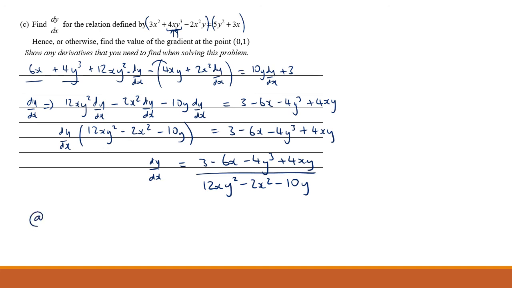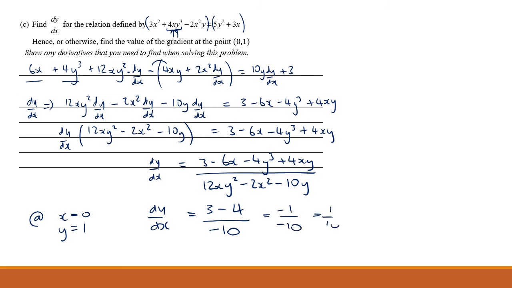Now at x equals 0, y equals 1, dy by dx, so anytime it's got an x, we ignore it. So it's going to be 3 minus 6 zeros are 0, minus 4, because y cubed, that's 1, so minus 4 plus 0. The bottom: 12 times 0 is 0, 2 times 0 is 0, minus 10 lots of 1, which is negative 10. So that is negative 1 over negative 10, which is the same as 1/10.